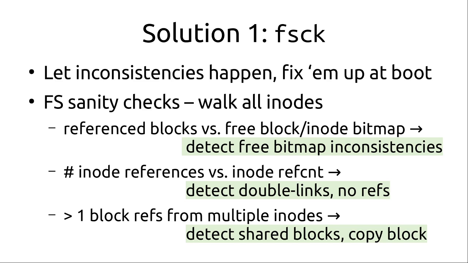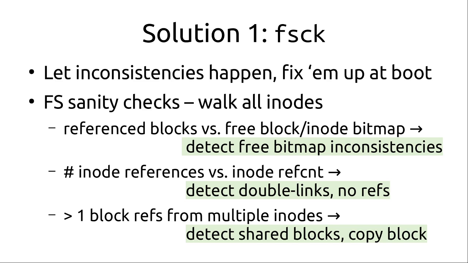So for instance, it will walk through all of the inodes in the system when they boot up. And it will look to see how many reference blocks there are, which blocks are referenced, versus whether they are marked as free within the inode or block bitmaps. So if you have a block or an inode that's referenced by an inode and it's free, then you have a problem, right? You need to mark it as allocated. So you might be able to fix up the bitmap in that case. You have a number of inode references that don't match the inode reference count. It's hard to know why this happened in all cases, but maybe we just fix up the reference count.